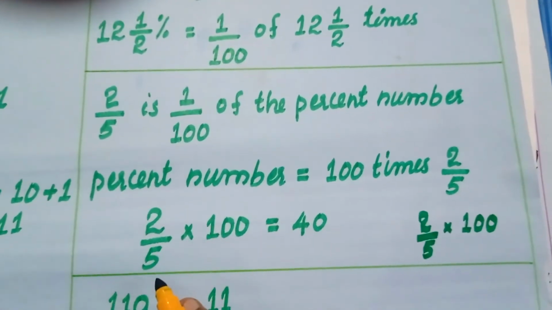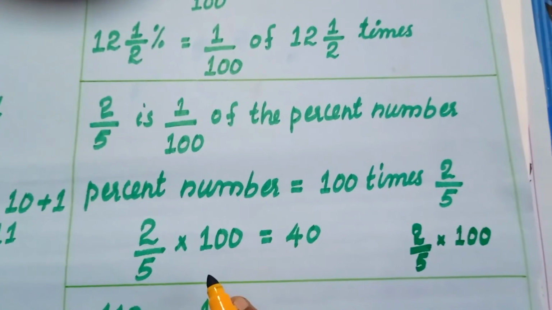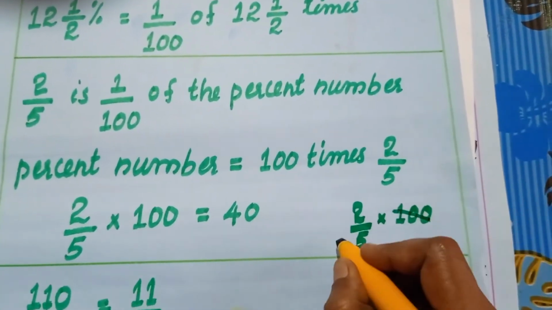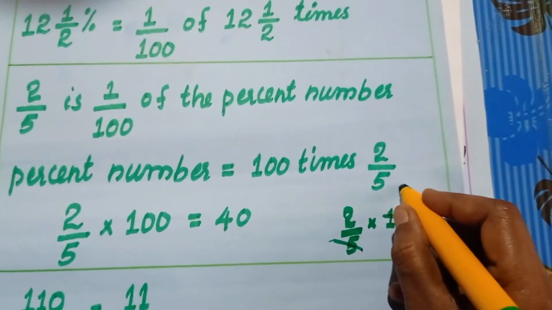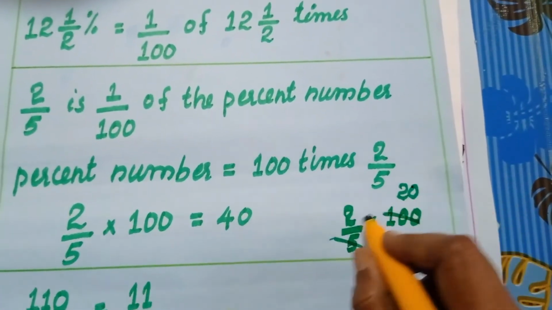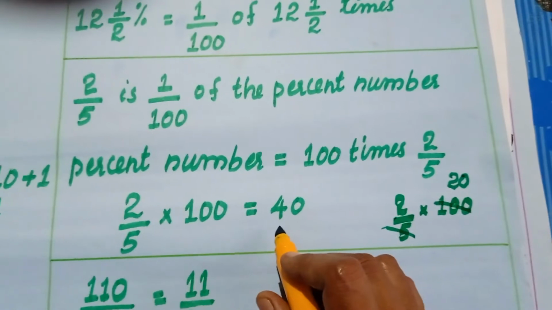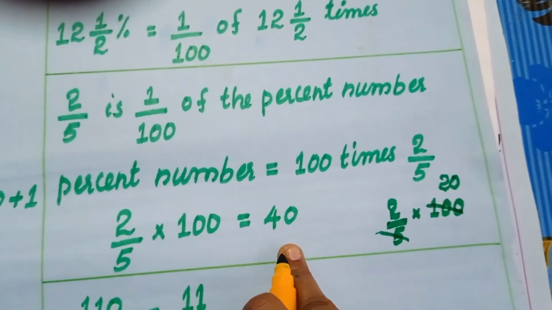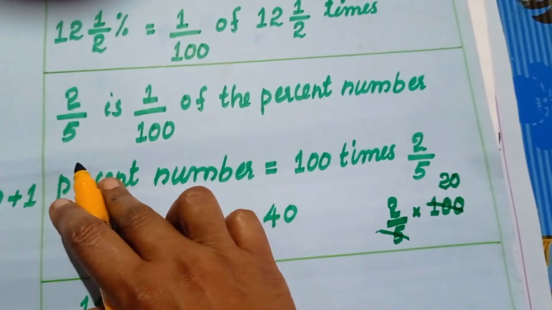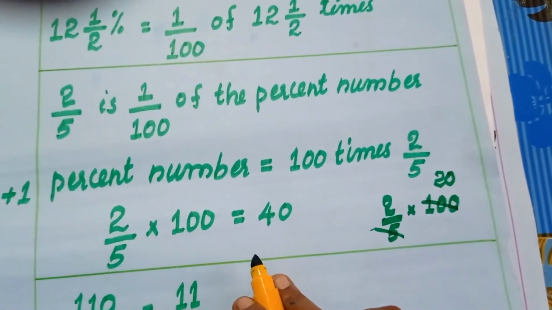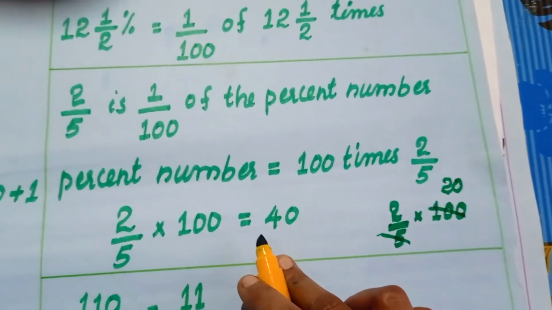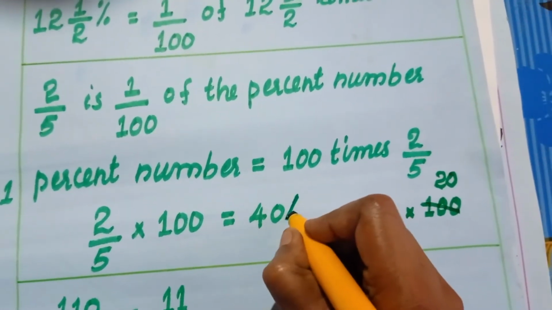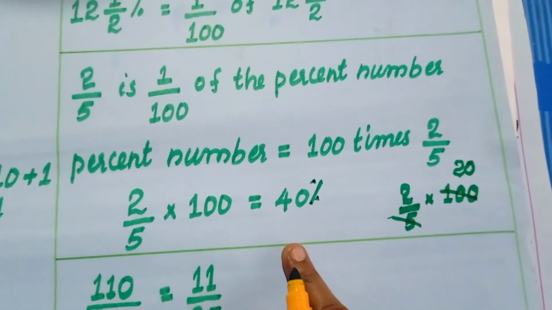That is 2 by 5 into 100. 100 divided by 5, we get 20. 2 into 20 is 40. Then the percent number is 40. Then 2 by 5 of something is 40% of it.